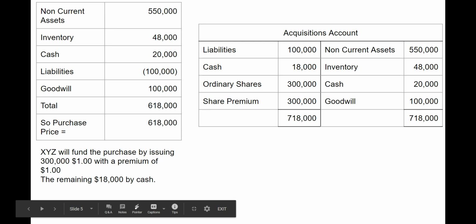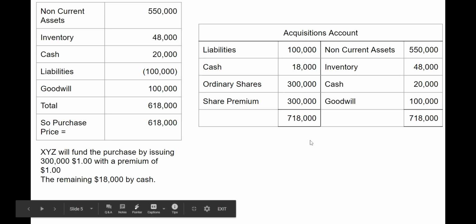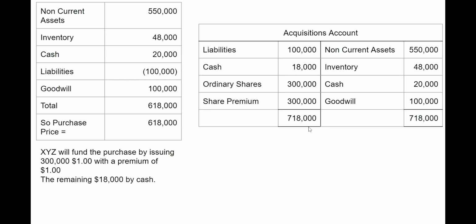Okay, but what we can also see, and the reason why we do an acquisition account, because in reality these are quite complex, what we would expect to see at the end of the process is for the acquisition accounts to balance. If they don't balance, there's obviously something gone awry within the accounting process.